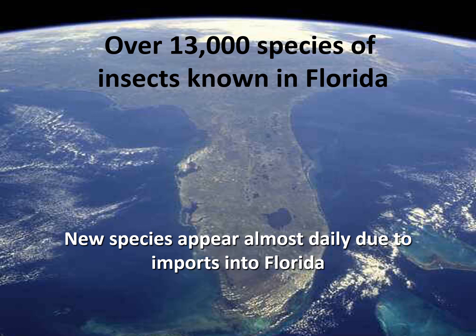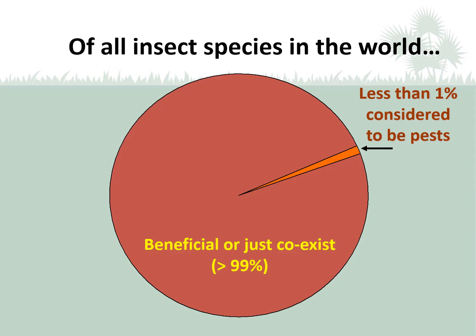There are over 13,000 species of insects known in Florida, with new species appearing almost daily because of the imports into Florida's ports. Of all the insect species in the world, less than 1% can be considered to be pests. The rest, greater than 99%, are beneficial or just coexist with each other and ourselves.